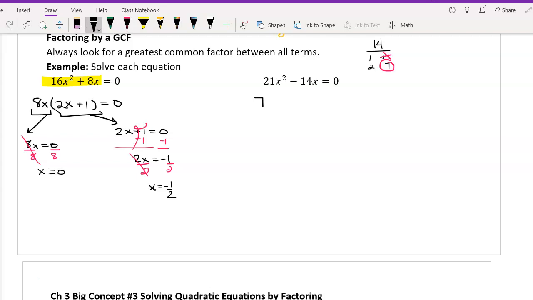So I pull out the 7. I have 2 x's here and 1 x here. Which is the smallest? 1x. So that's what I'm going to pull. So now, 21 divided by 7 is 3. I have 2 x's here, 1 x here. 2 minus 1 is 1, so I have only 1 x. Negative 14 divided by 7 is negative 2. X divided by x, 1 minus 1, no x's left. Still equals 0. Set each part equal to 0.